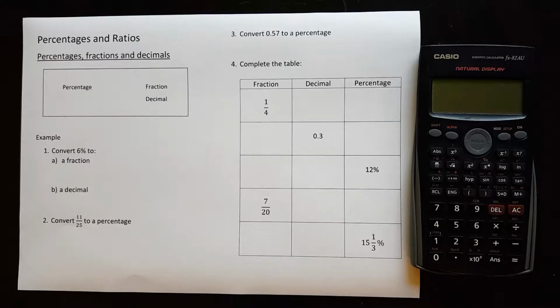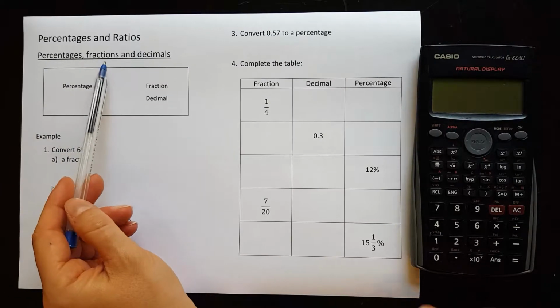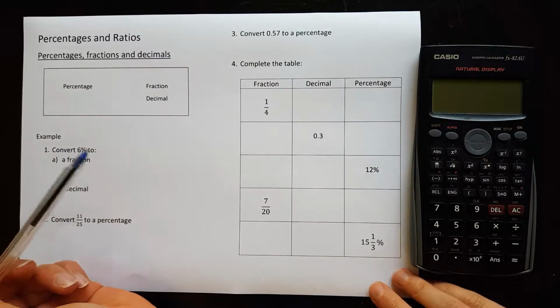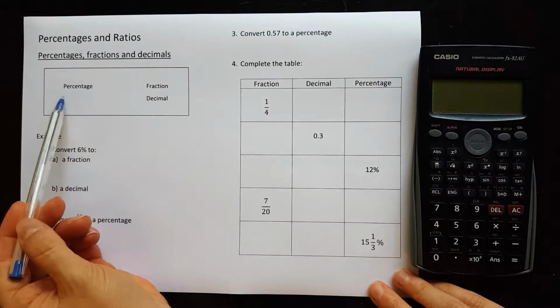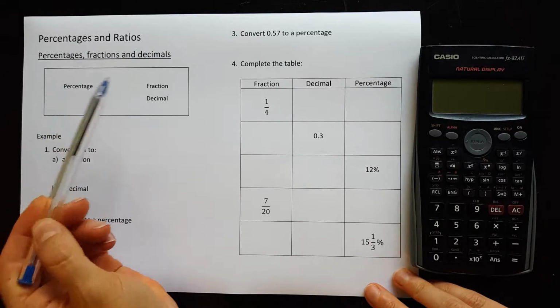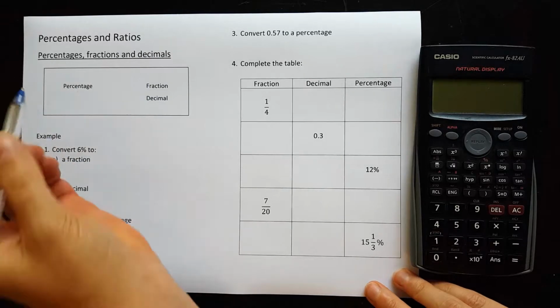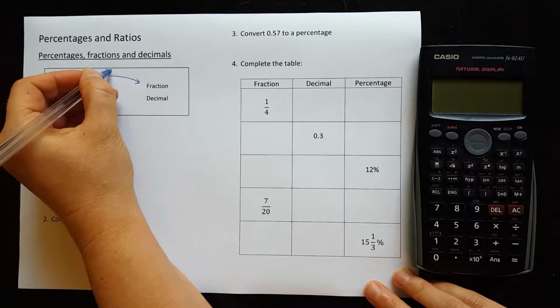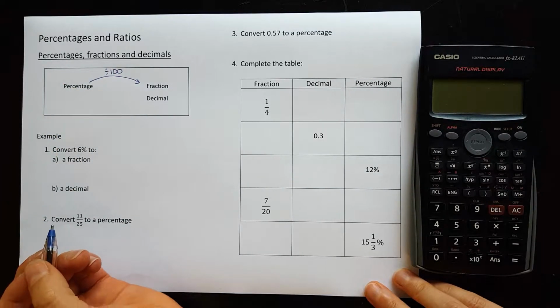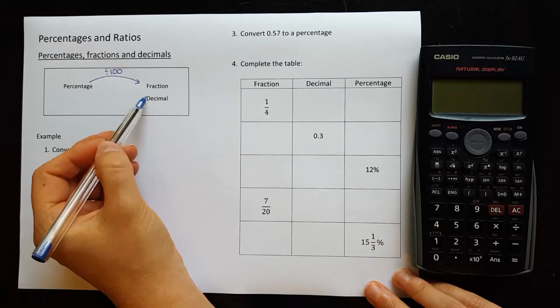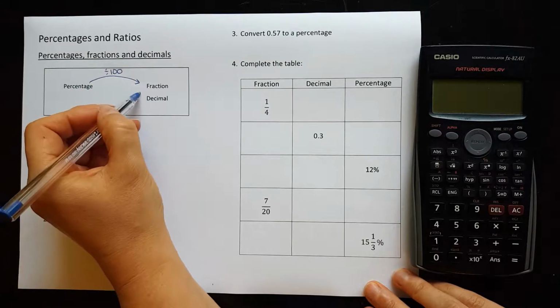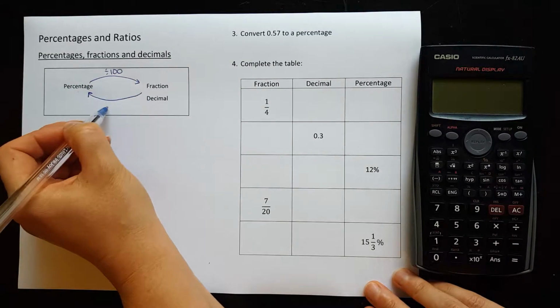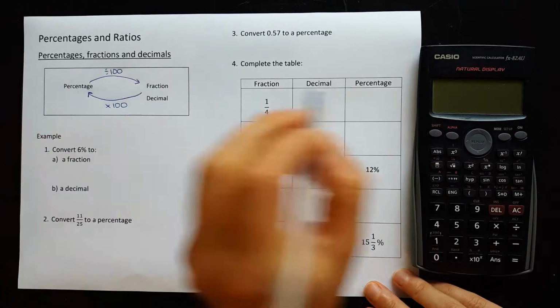Today we're doing percentages and ratios, and we're going to be learning specifically about converting between percentages, fractions, and decimals. If you have a percentage, you can convert it to either a fraction or a decimal by dividing by 100. If you have a fraction or a decimal and you want to change it to a percentage, all you have to do is multiply by 100.